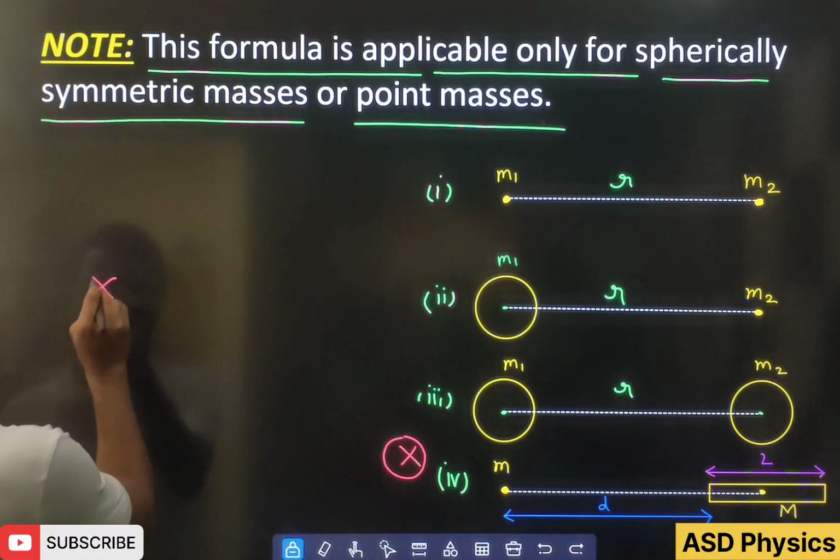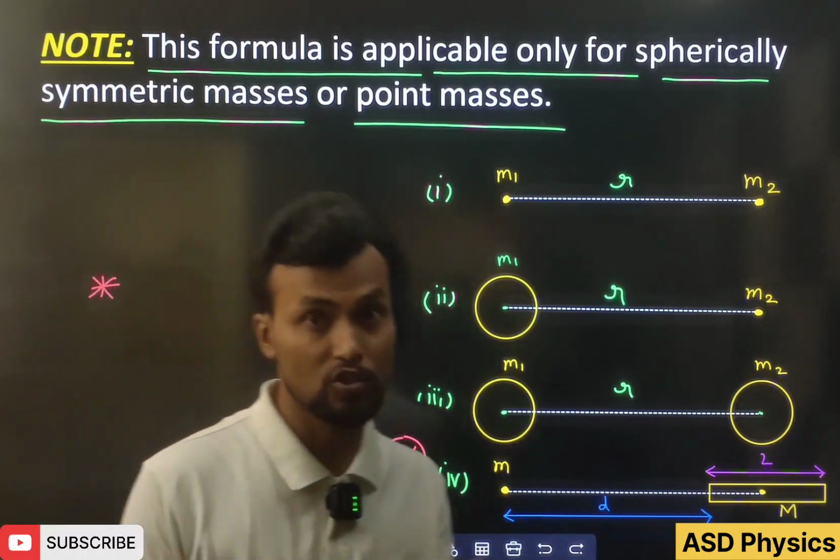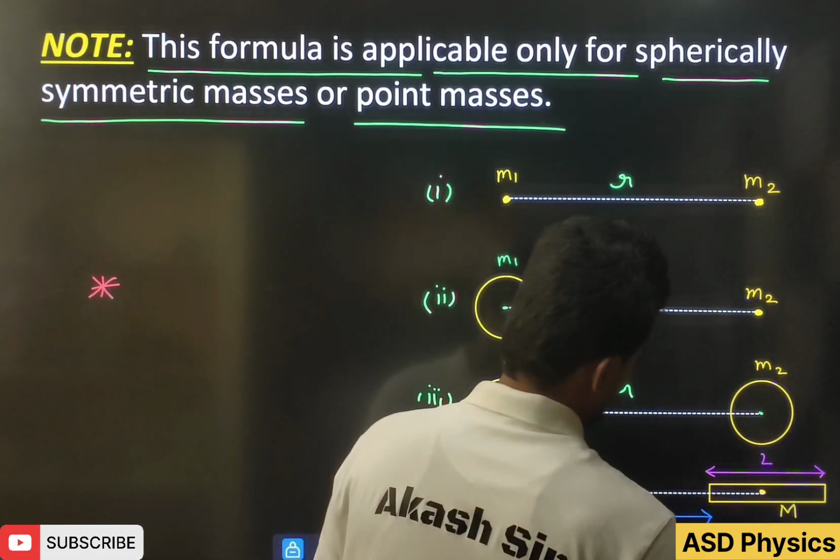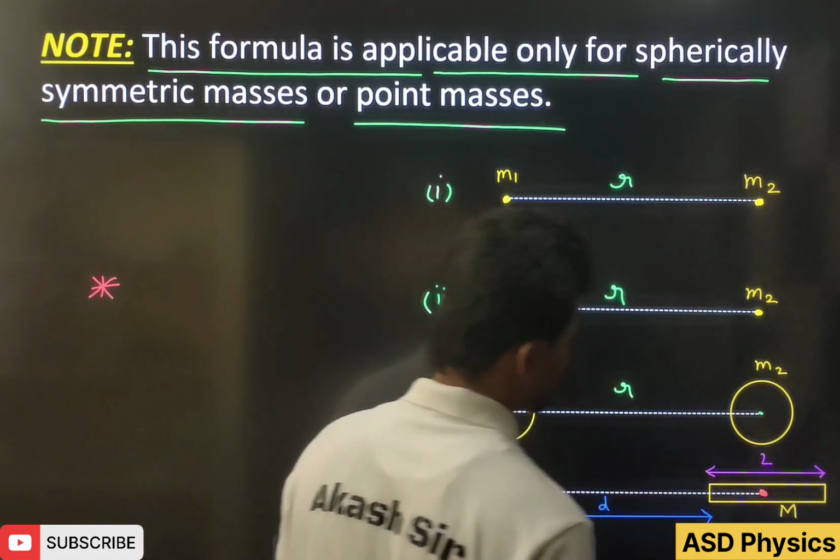You may think like this, like, okay, no, I will use the center of mass concept. Maybe you have studied center of mass also. So you will tell, no, the mass of the rod, I will concentrate here. This is the center of mass.